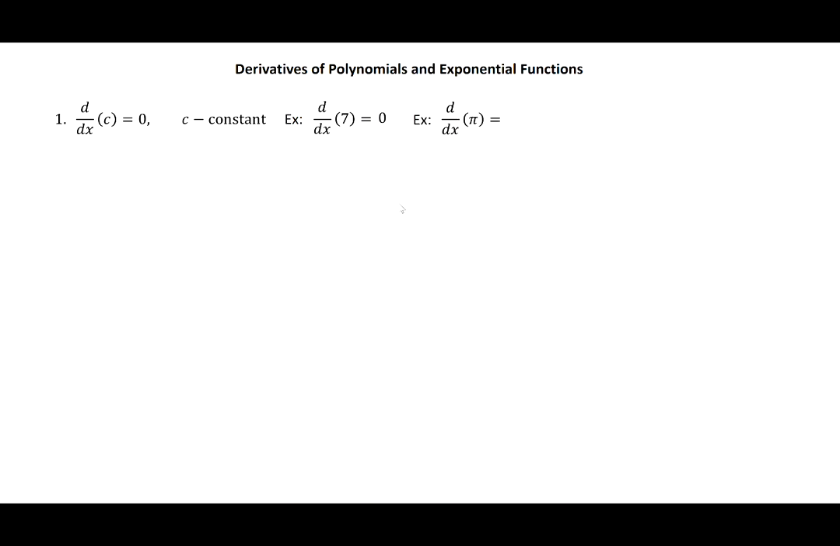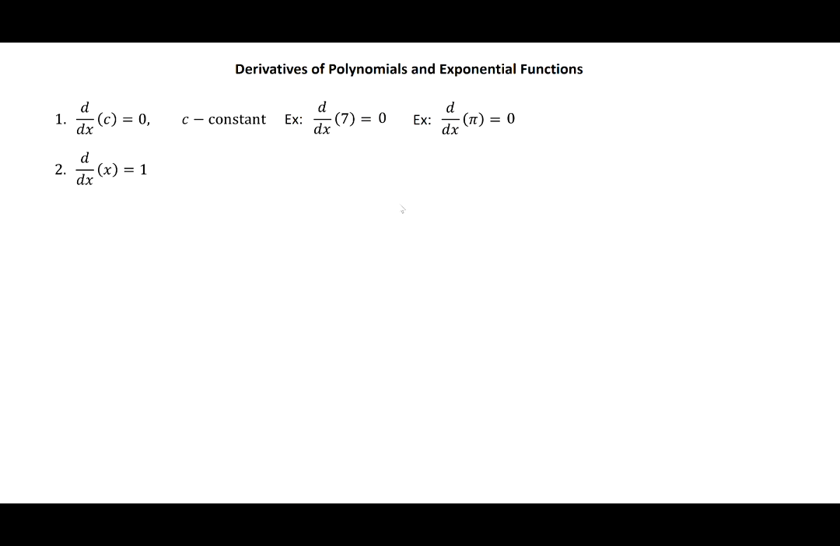Okay, can I get a little tricky on you? What's d dx of pi? Wait a minute. Is pi a constant? Of course it is a constant. It is some irrational number, 3.1415, it goes on. But it is a constant, so that's also equal to 0. Cool.